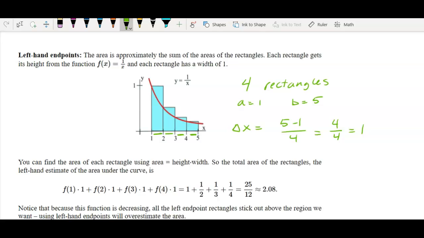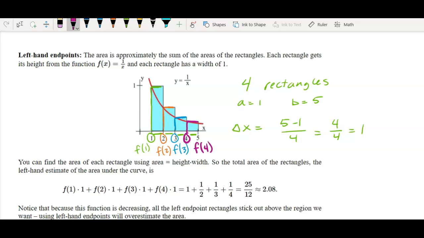So the height is f of 1 for the first rectangle, going up at 1, and that's the height of that rectangle. The height of the second rectangle is at 2, so f of 2 is the height of our second rectangle. f of 3 is the height of our third rectangle, and f of 4 is the height of our fourth rectangle.